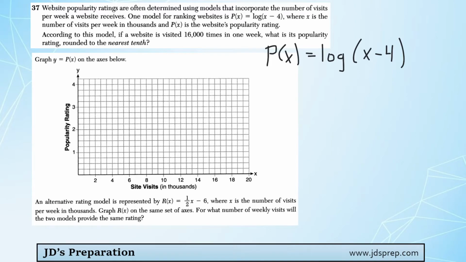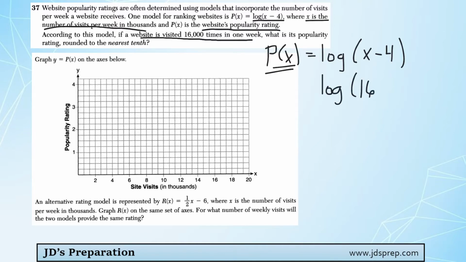In this example, we're given the function p of x. We're told it represents the website's popularity rating, and it's equal to log of x minus 4, where x is the number of visits per week in the thousands. So since we're being told if a website is visited 16,000 times in a week, what's the popularity rating? Well, that means we're going to be solving for p of x, knowing that x has a value of 16.